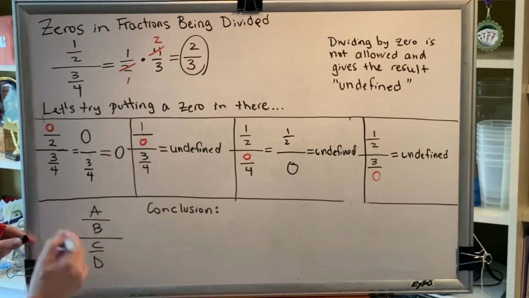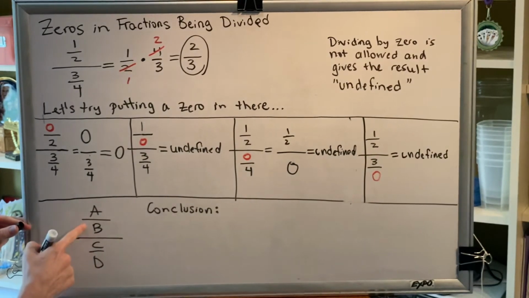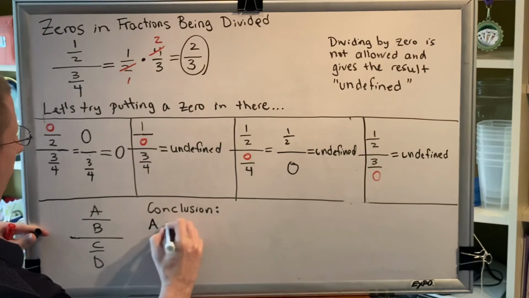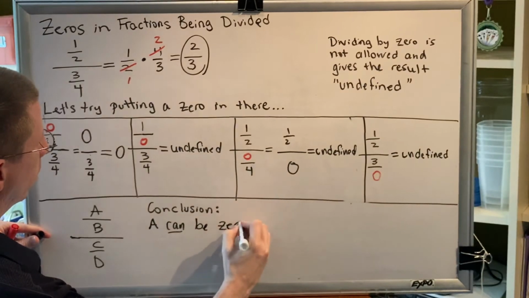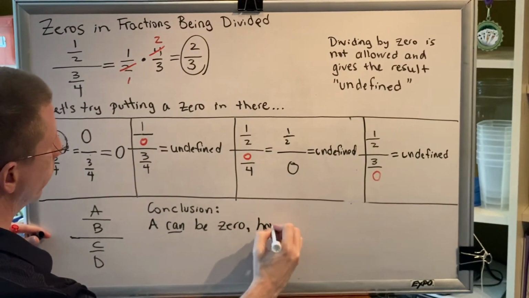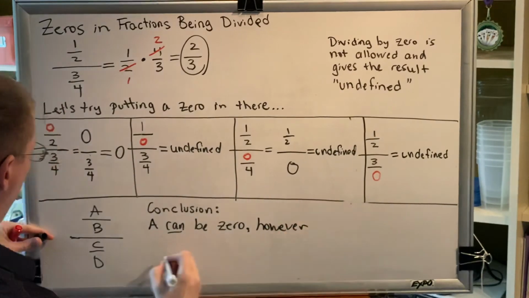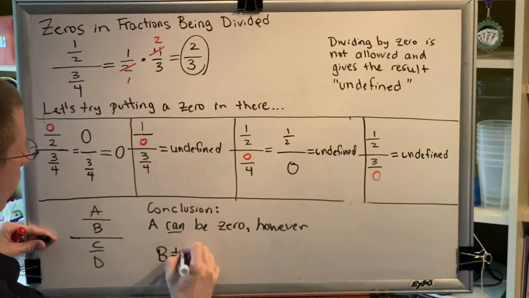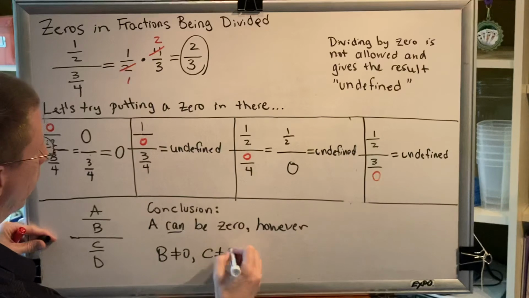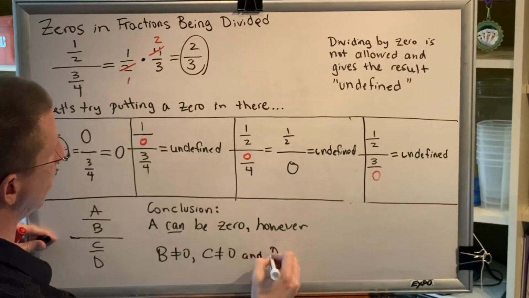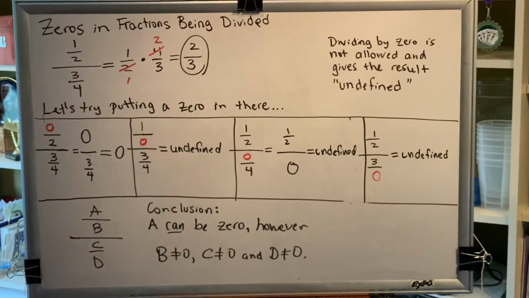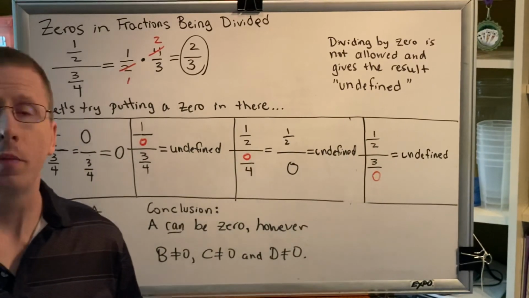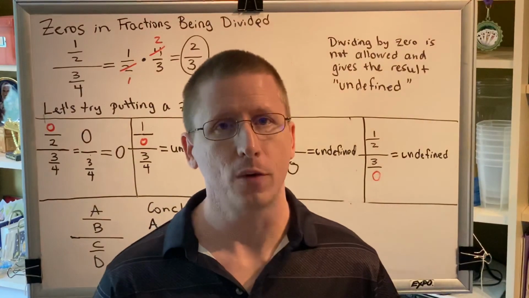So you have two fractions being divided of the form a over b, all divided by c over d. We conclude the following. A can be 0. However, b, c, and d cannot be 0 because that gives the result undefined. This will be useful to us at several points throughout this class.